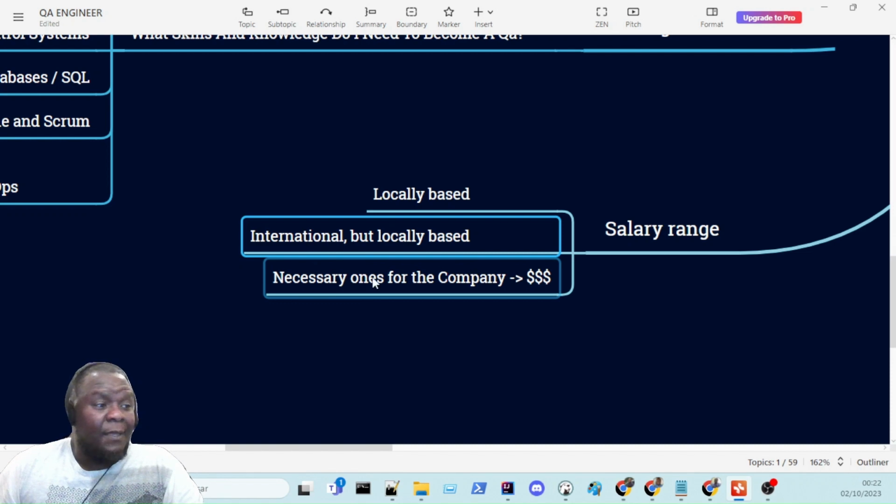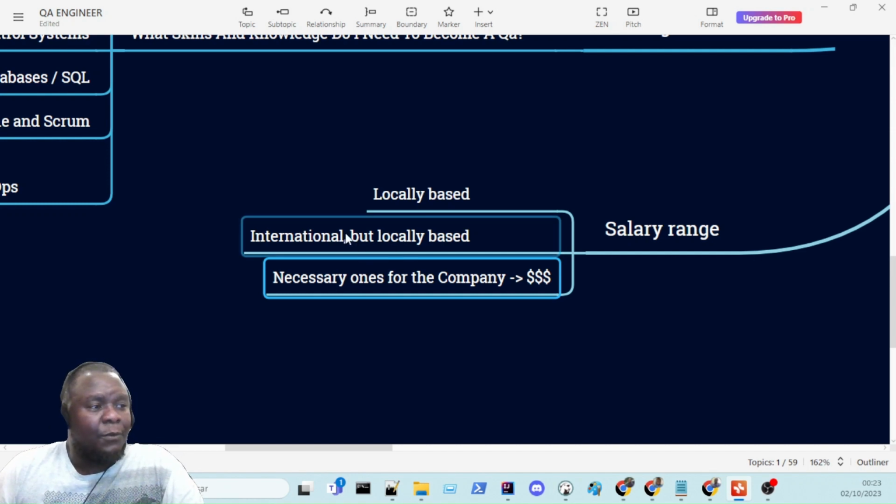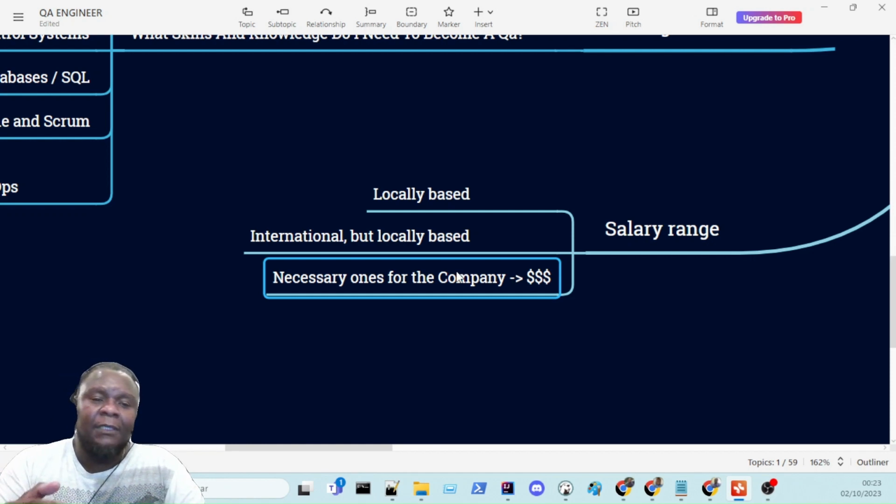What else here? Well, this third point here, necessary ones for the companies. When the person is necessary for the company, they are not going to earn the same as this guy here that works with an international company, but the salary range is locally based. This guy, for example, if he has to earn $80,000 a year, the company will pay because he is a necessary one for that company, right? That developer is very necessary, so they are going to pay not locally based, but based on, for example, the dollar. This is going to be dollar based, right?